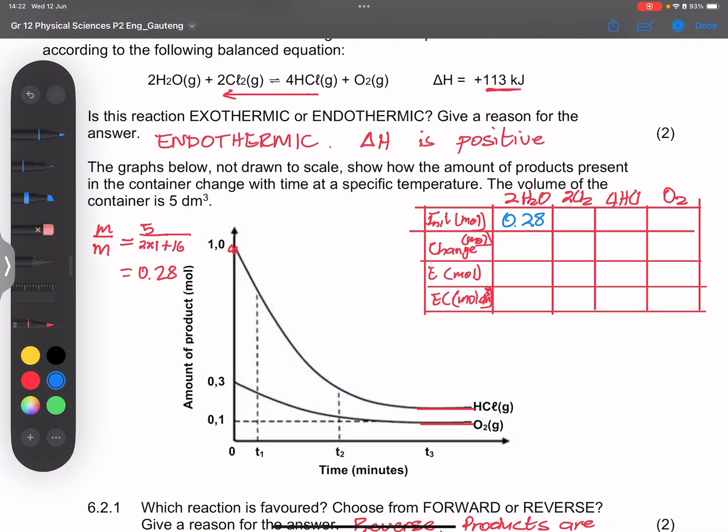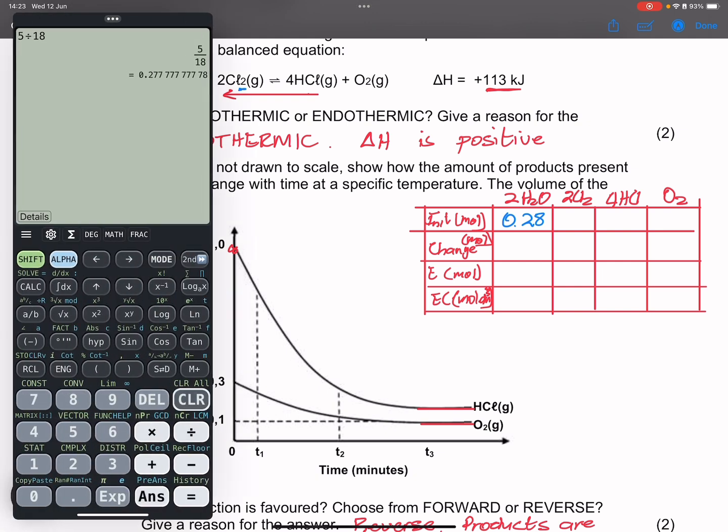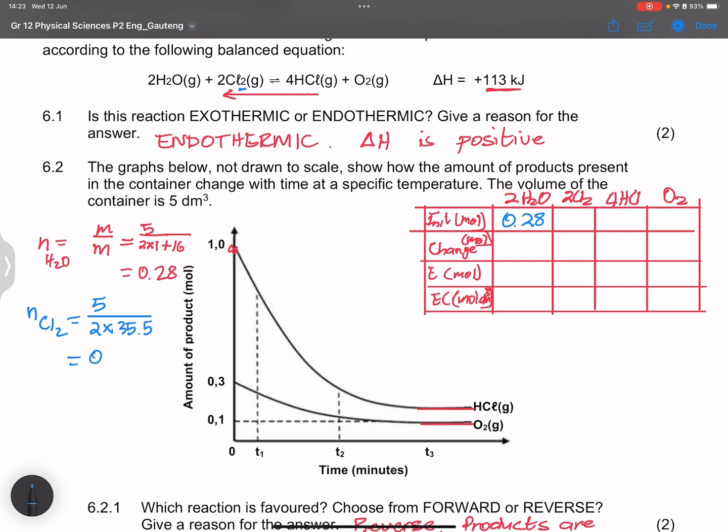And I'll do the same for chlorine. So the number of moles of chlorine, Cl2, would be mass, which is 5 grams, divided by, now remember chlorine is 35.5, but you've got Cl2, right? So remember you multiply by that number at the bottom there. So this would be 2 times 35.5. Right, so let's calculate that. So that's 5 divided by 2 times 35.5. I get 0.07. So the initial number of moles of chlorine is 0.07.